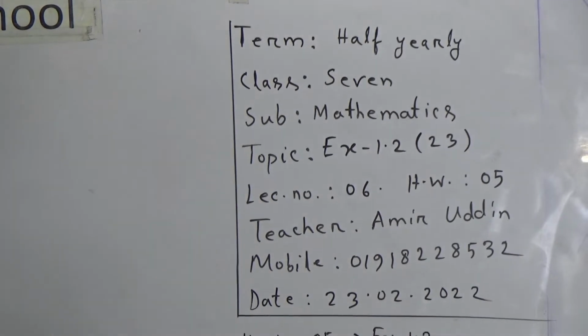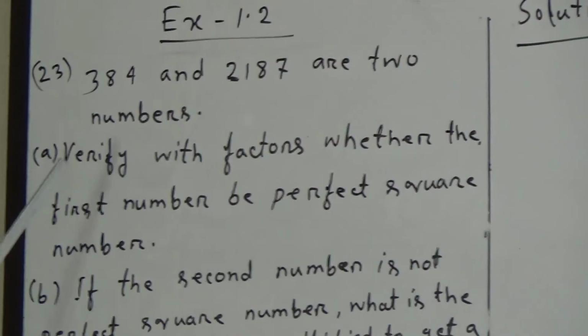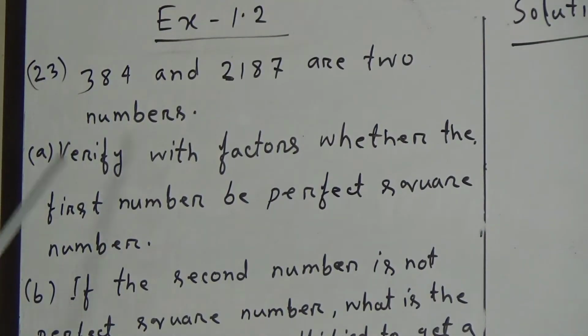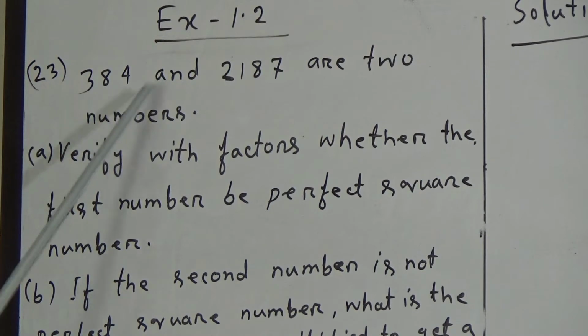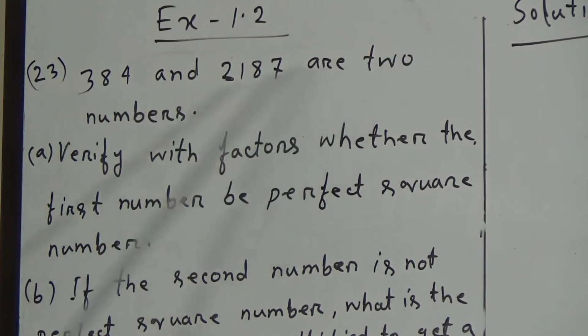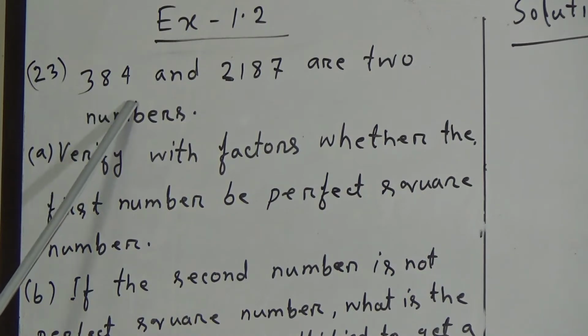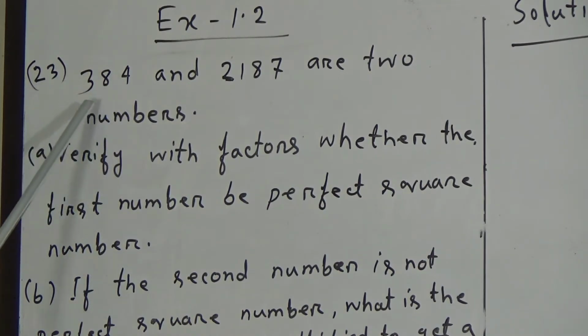Okay, dear students, now let us start our today's CW. Here the question is, it is a CQ. In the stem it is written that 384 and 2187 are two numbers. Verify with factors whether the first number is a perfect square. First number is 384. At first we have to find out its prime factors. That means we will write the number as the multiplication of its prime factors.